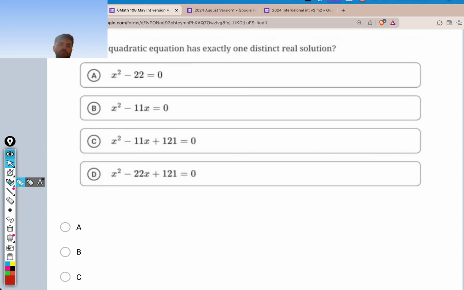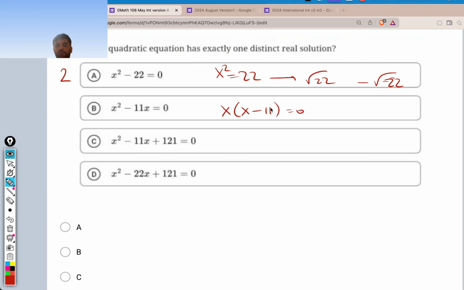11. For 11 again, you can write into Desmos, you can look at the number of intersection points. x squared is equal to 22, it means there are 2 solutions. x multiplied by x minus 11, x is equal to 0 and 11. So it is also 2 real solutions. x minus 11 squared, x is equal to 11. It is 1 real solution. And this one, if you write it into Desmos, it will be no solution. So the answer will be D here.